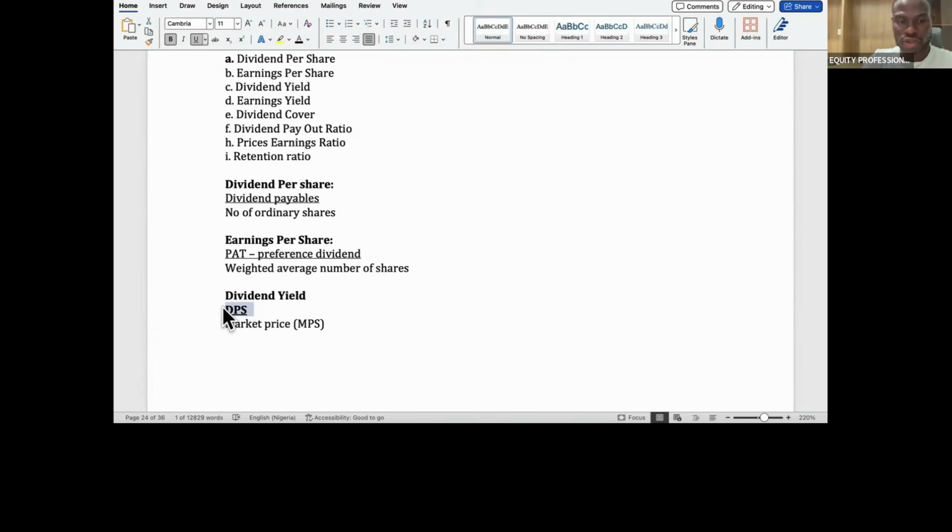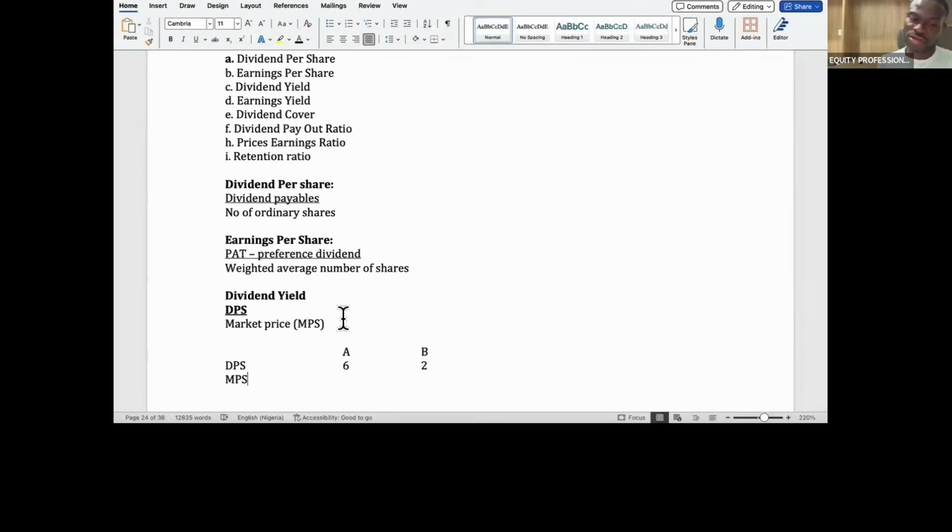This is like cost of capital. This is the actual return to shareholders, dividend yield. If you want this to make sense, if you have two companies, company A and B, and company A is paying 6 naira, company B is paying 2 naira, you immediately judge that company A is better because it's paying 6 naira.